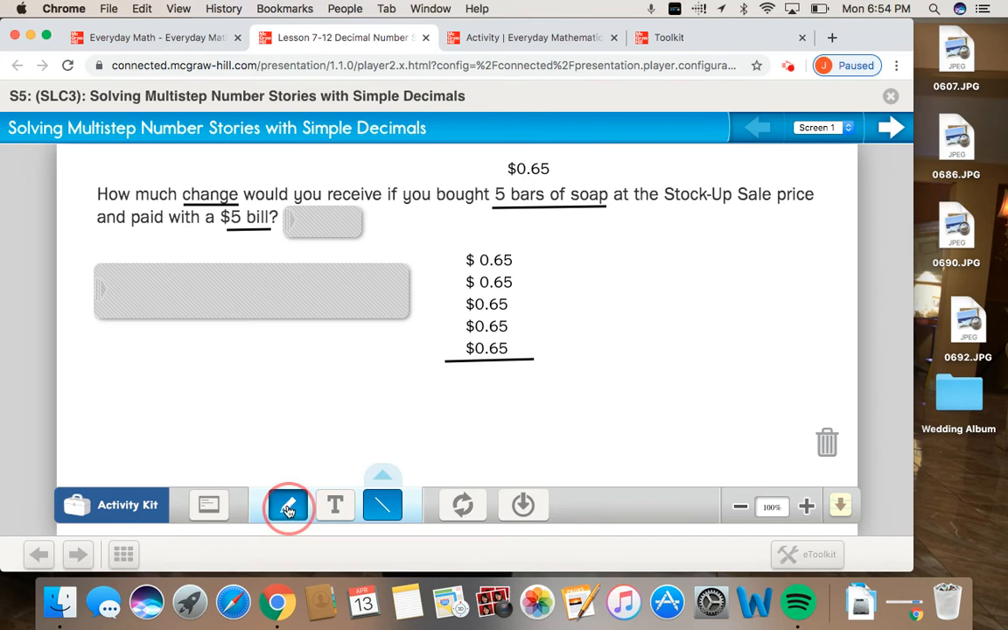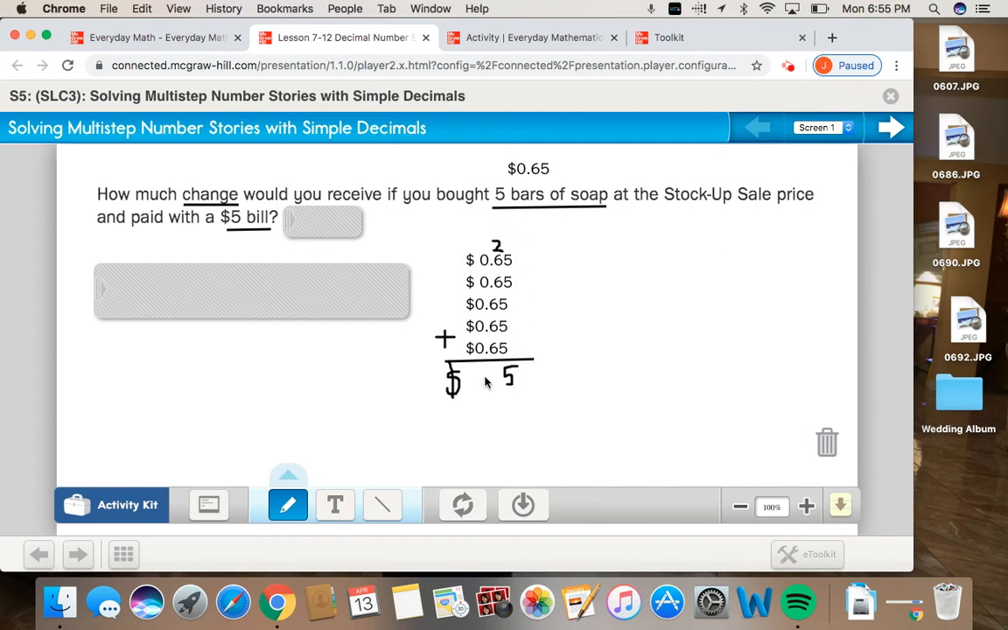And let's see what we get when we add this up. Go ahead and put in my dollar sign. And I think I'm also going to put in my decimal point. And I'm going to count by fives. 5, 10, 15, 20, 25. So here's my 5. And I'm going to regroup my 2 right up at the top of my 10th place.